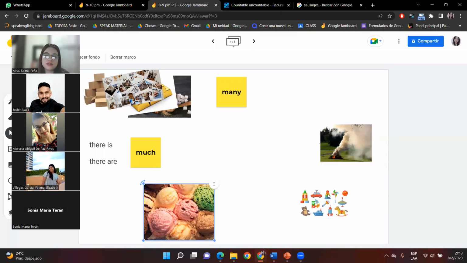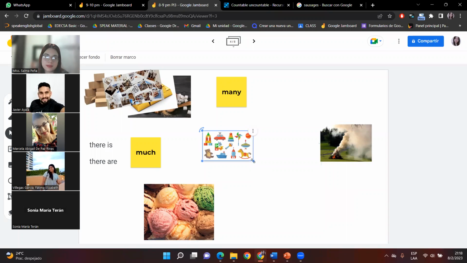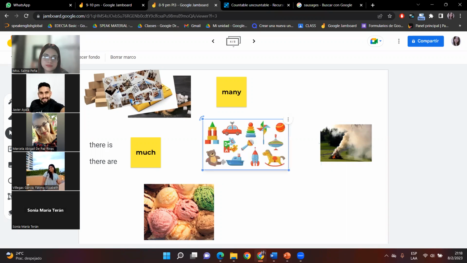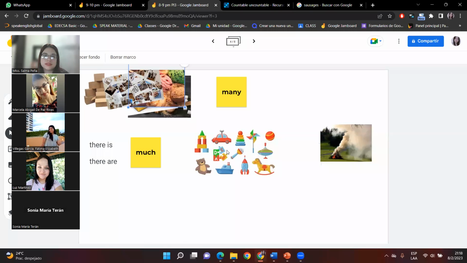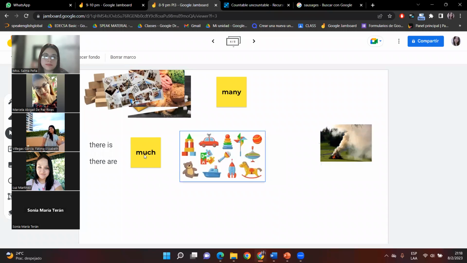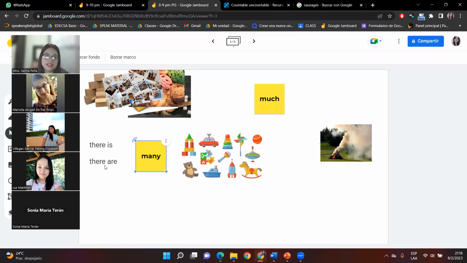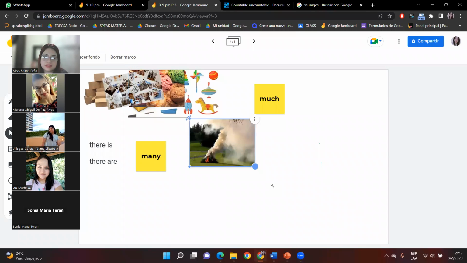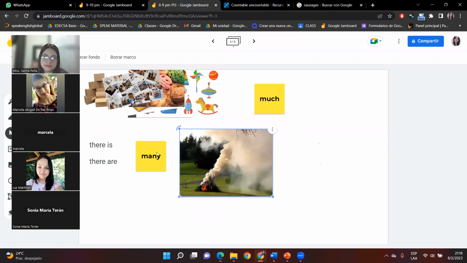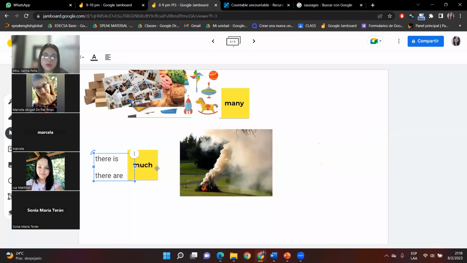Now, if I change it, what is it? Toys. There are many toys, exactly. And the last one, Marcela, help us with this one. What is it? There is much smoke. Yes, there is much smoke.